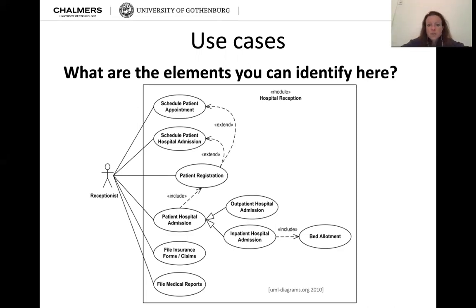So if we look at the receptionist here at the hospital reception, they can schedule patient appointments and hospital admissions. Both of those extend the patient registration. And then we have patient hospital admission, outpatient and inpatient. Inpatient includes a bed allotment. So here we have the includes. And then we have file insurance, forming claims, and we can file medical reports. So quite a few use cases modeled with only one side of the actors.